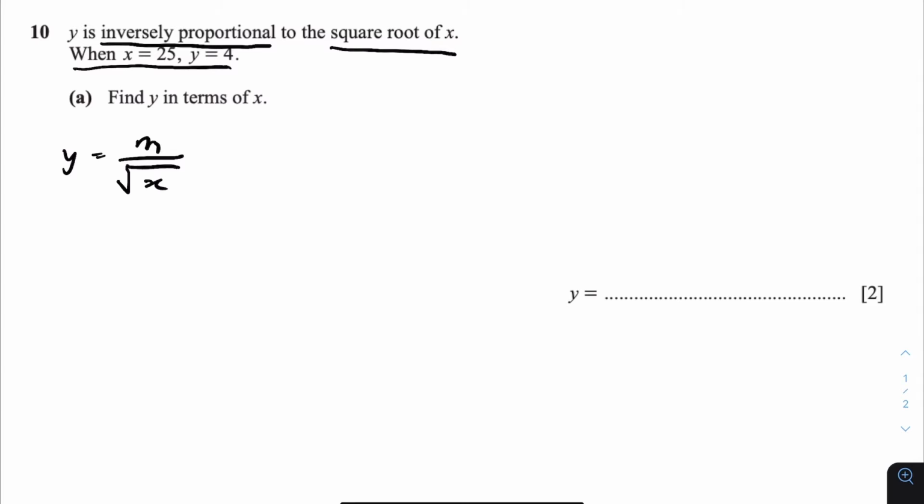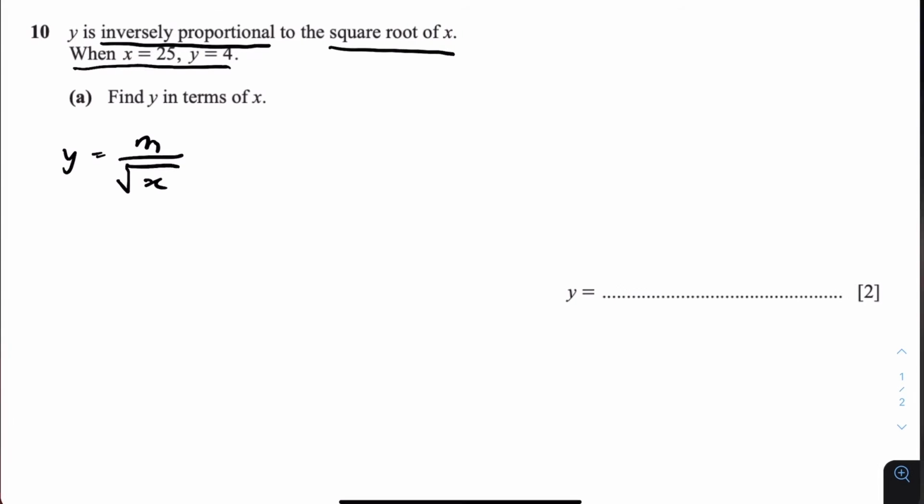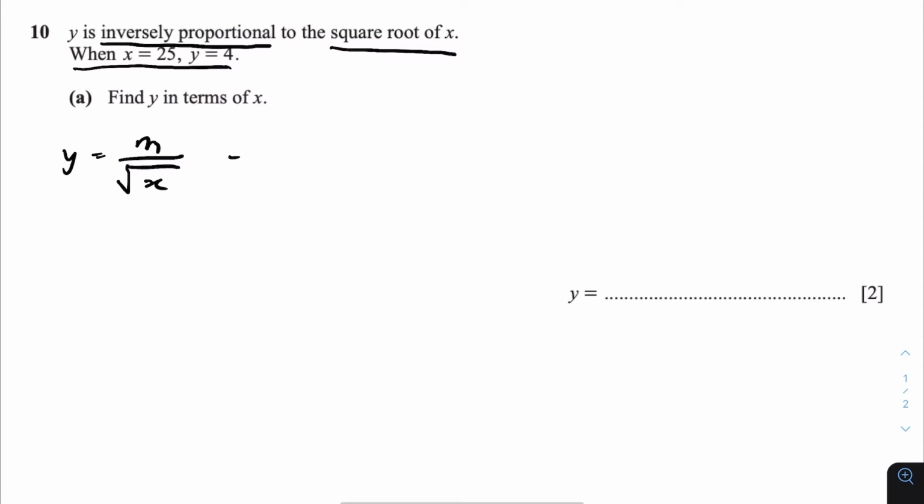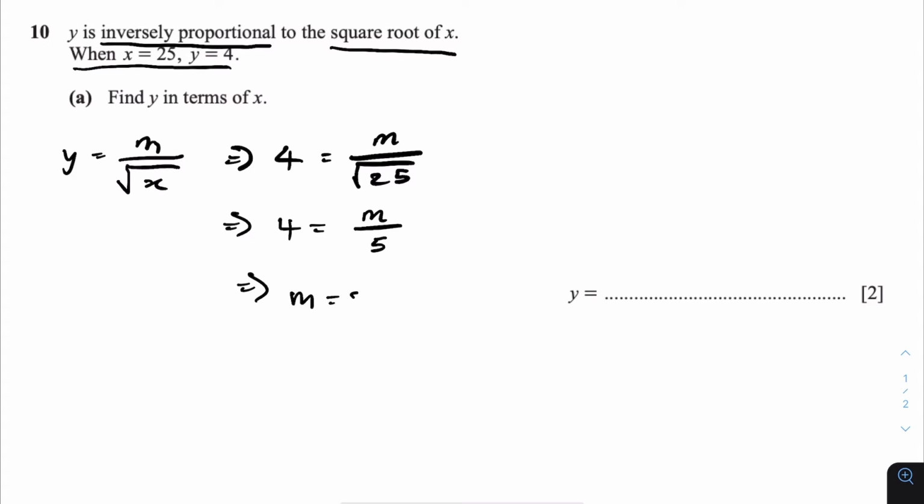What we have to do is input the values 25 and 4 in here and try and find the value of m that will make this equation true, because we are told that it is true. So let's substitute y equals 4 first, and that's equal to m, which we're trying to find out, over the root of 25, because that's the value of x. We can simplify that to make 4 equals m over 5, because that's the square root of 25. And we can multiply both sides by 5 to get m is equal to 20. So the final way we can write it is y equals 20 over root x. And that's the equation in this case.